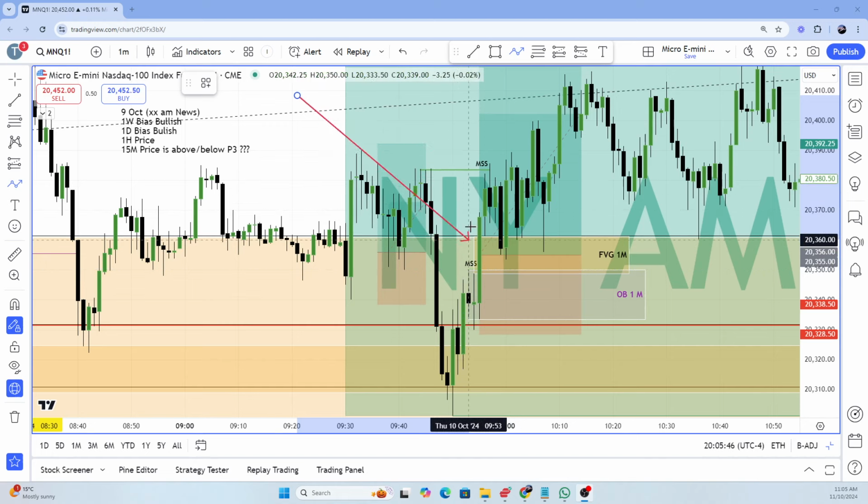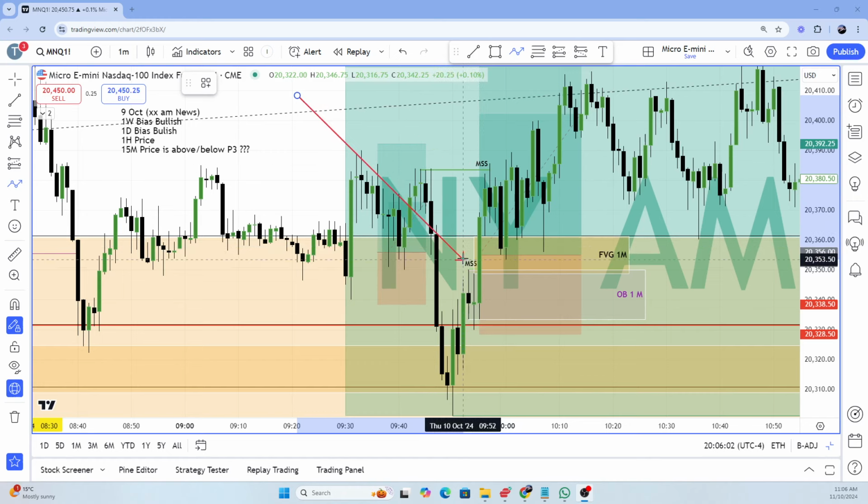Okay, so with the displacement, it broke the internal swing high. So it's a market structure shift for us at this point and this point. So we need at least one of these. This one is fine, but this one also gives us more confidence.